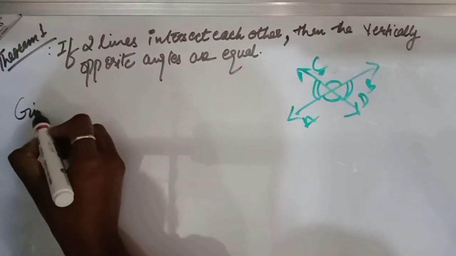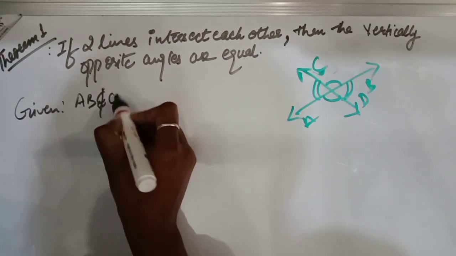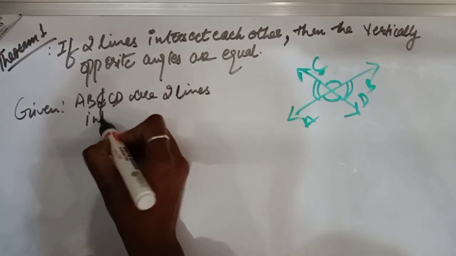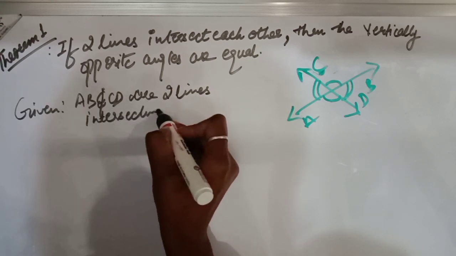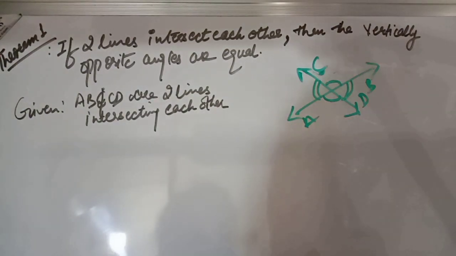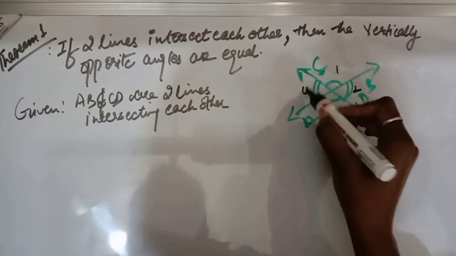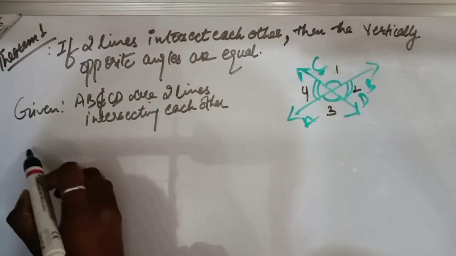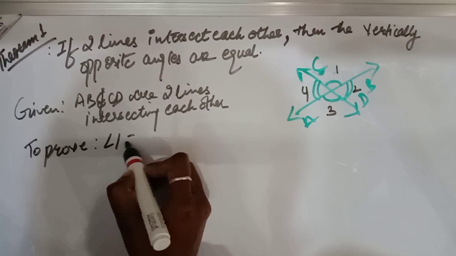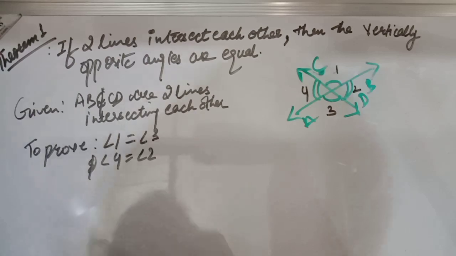Now, what is given here? Given is AB and CD are two lines intersecting each other. Let us name these vertically opposite angles. Let us name it as 1, this 2, this as 3, and this as 4. What we have to prove is to prove angle 1 is equal to angle 3 and angle 4 is equal to angle 2. This we have to prove.